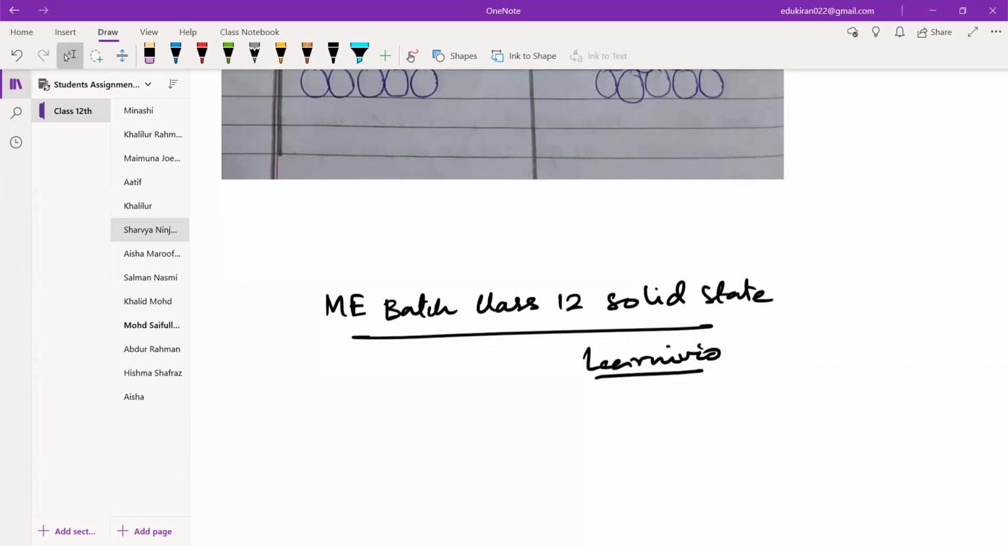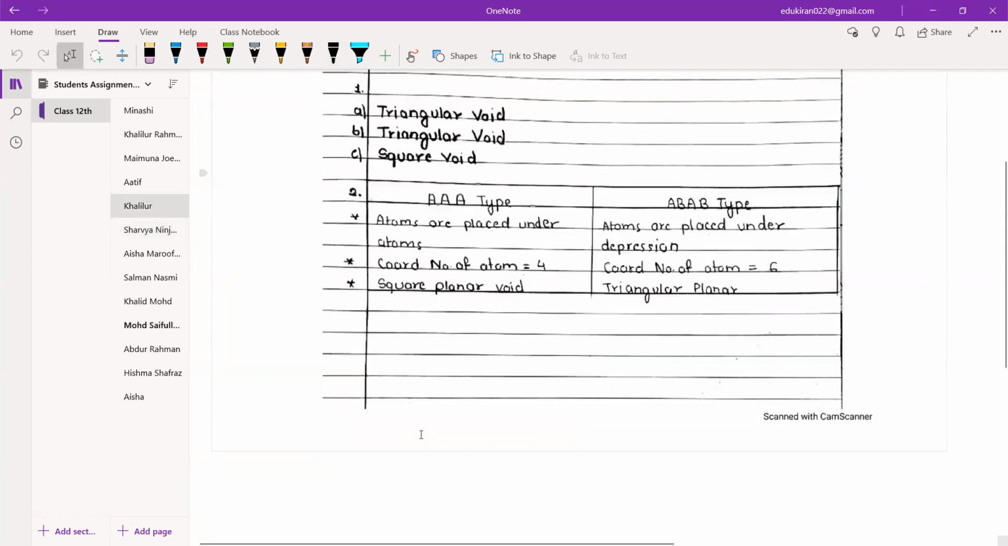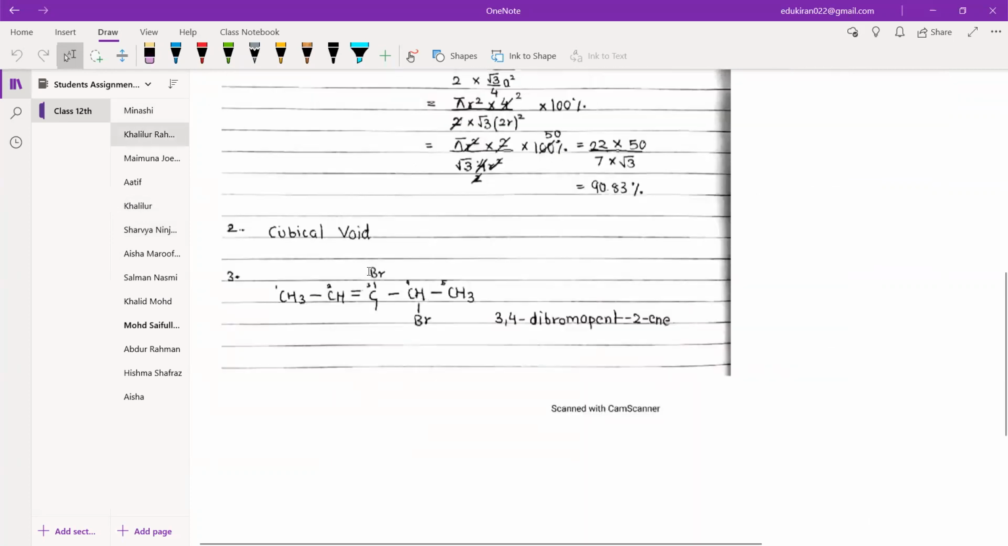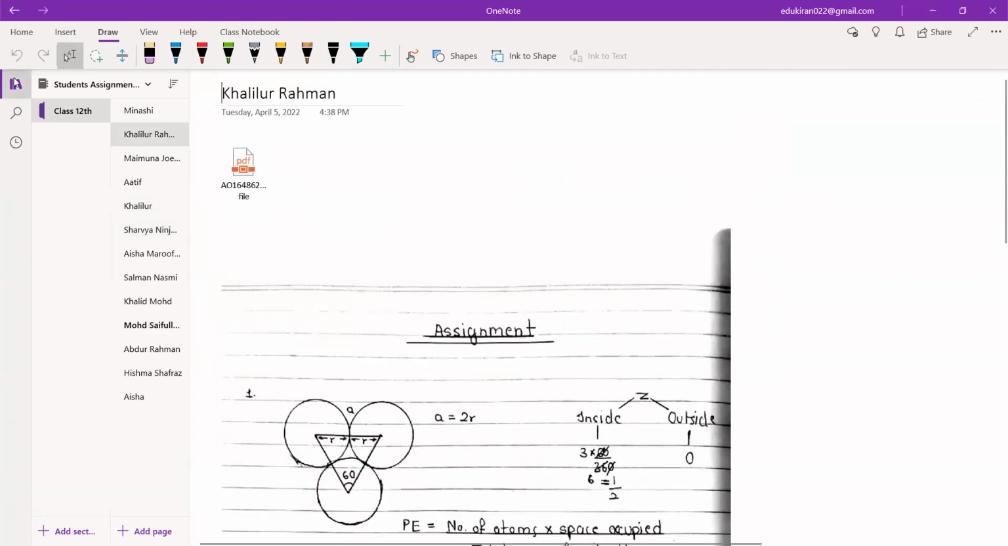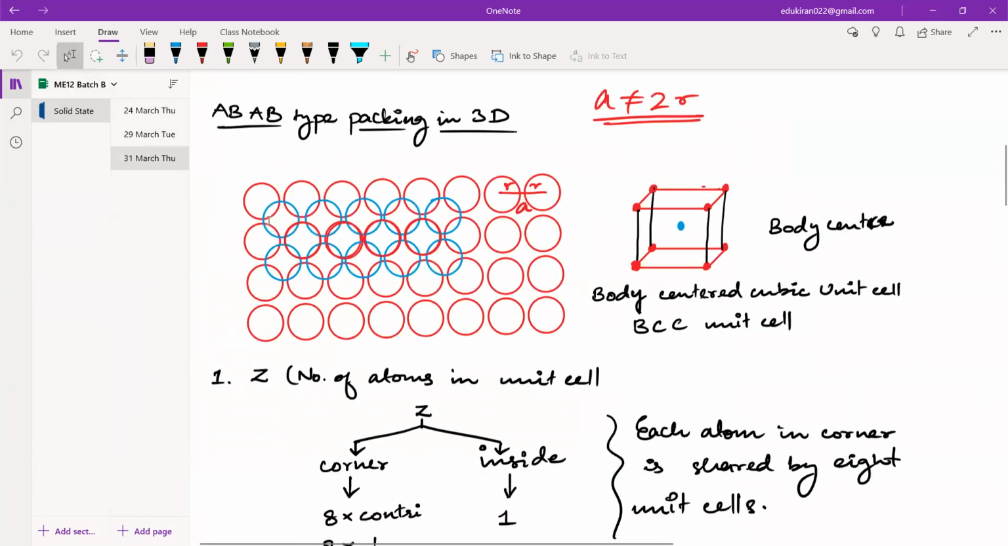Okay, fine. और कोई है जिसका हमने असाइनमेंट नहीं चेक किया हो यहाँ पे? I think Khalil's I have not checked because I cannot find Khalil's answer sheet. I will ask sir what happened. Okay. Let us move to today's class.